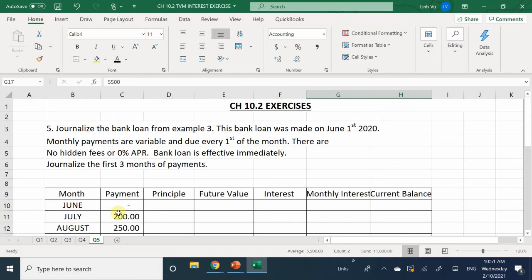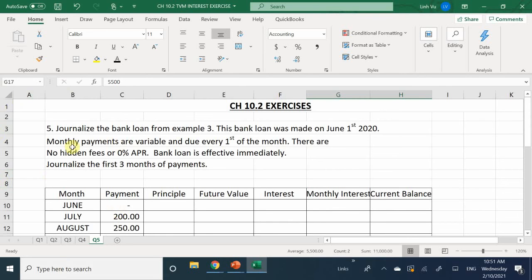And there are no hidden fees and 0% APR. So there's none of those. So meaning you're going to get hit with the interest in the following month right after. And bank loans are effective immediately. So again, that means you're going to accrue interest the day after you received it.